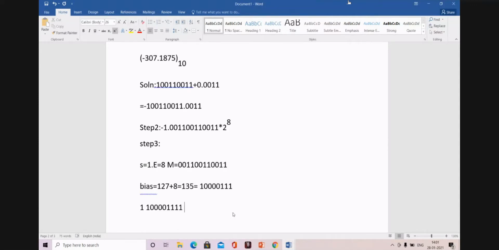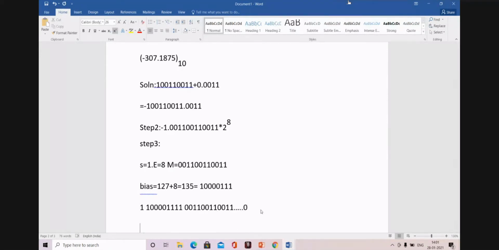So this is your single precision. You write the mantissa also: 0011 0011 0011, and the rest will be zeros. All right, this is the single precision format.